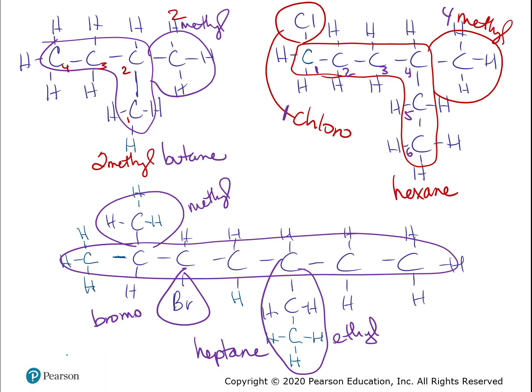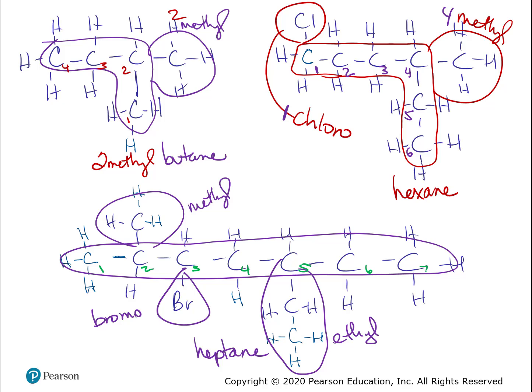See, from the left, my methyl is a 2. If I went from the right, my ethyl would be a 3. So that tells me to start from this side. I just go in from each side, and wherever I get the first, this is 2, 3, 4, 5, 6, and then 7.